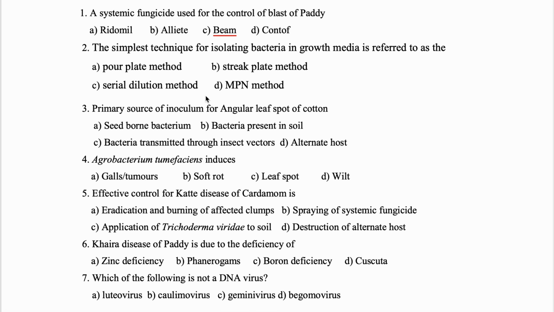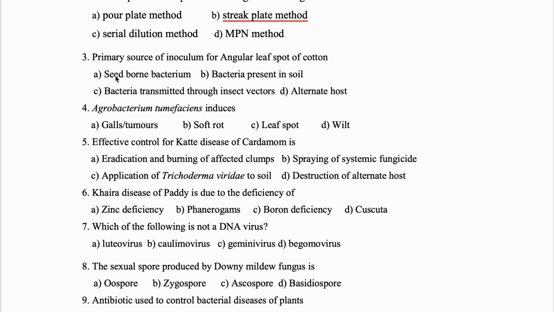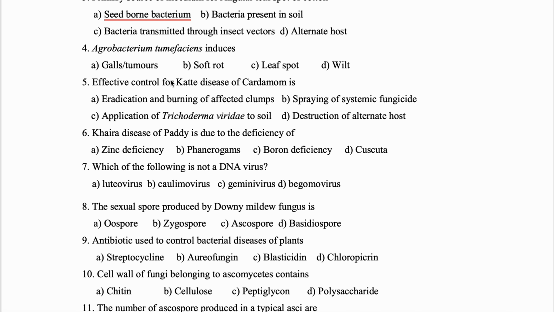Second, the simplest technique for isolating bacteria in growth media is referred to as streak plate method. Third, the primary source of inoculum for angular leaf spot of cotton. It is seed-borne bacterium. Fourth, the bacteria Agrobacterium tumefaciens. It induces galls or tumors.